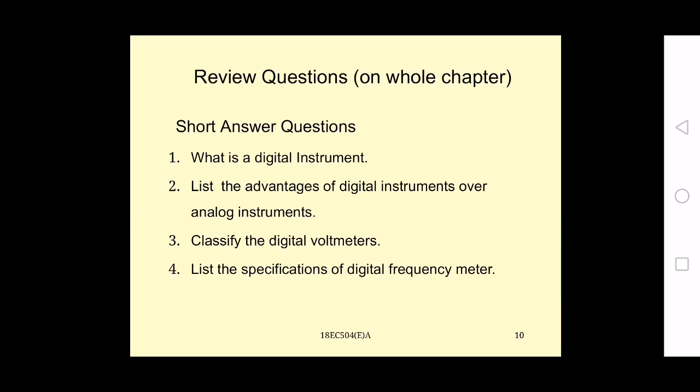If it is asked for a 3 marks question, then you have to write compact in size, and the digital values can be stored and processed for further modification of the results. It will be less in size, like that you can write more number of applications. That is, you have to write at least 6 advantages for 3 marks. If it is asked for 1 mark, then you have to write at least 2 advantages.